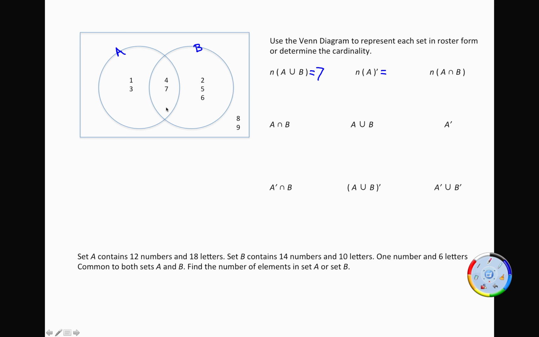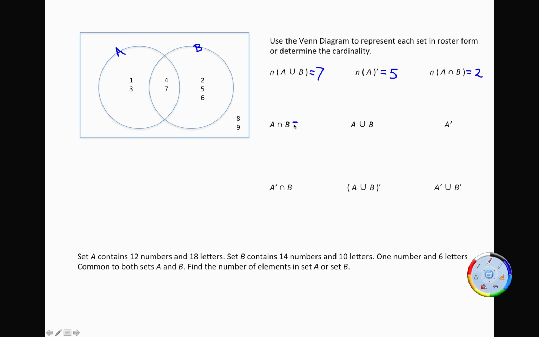The number of elements that are not A. Here's A. So what's not in A are 1, 2, 3, 4, 5 elements. The number of elements in A and B. This football region again are the elements that are in A and B. And so there are 2 of those. Notice how quickly we're able to determine these answers when our information is organized in a Venn diagram.